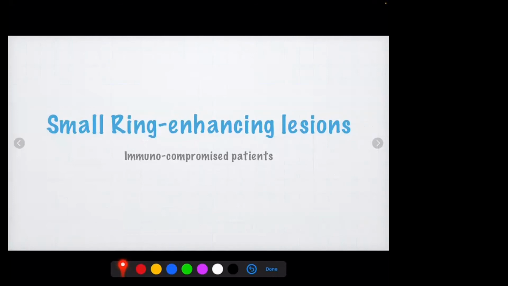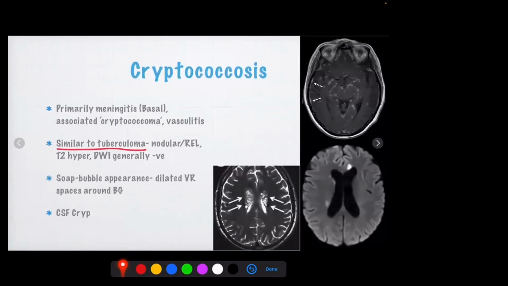Coming to the compromised patient, with small ring-enhancing lesions, because they are compromised, we have special reason to look for fungi, nocardia, primary CNS lymphoma, toxoplasma, and such. To start with, cryptococcus, cryptococcoma, are the same as tuberculoma in their radiological appearance. It can also have basal meningitis, and can also have vasculitis in the lenticulostriate vessel territory. So not much to differentiate from TB, except the fact that cryptococcus is obviously less common than TB in India.